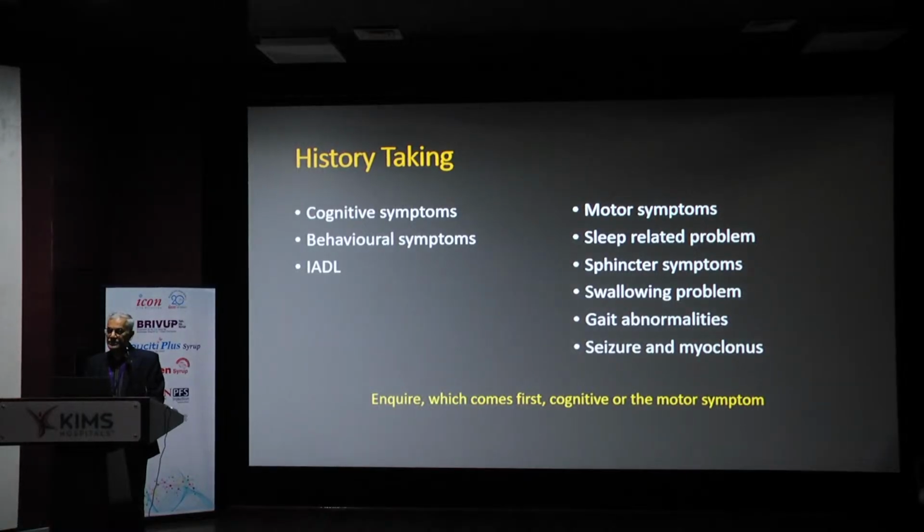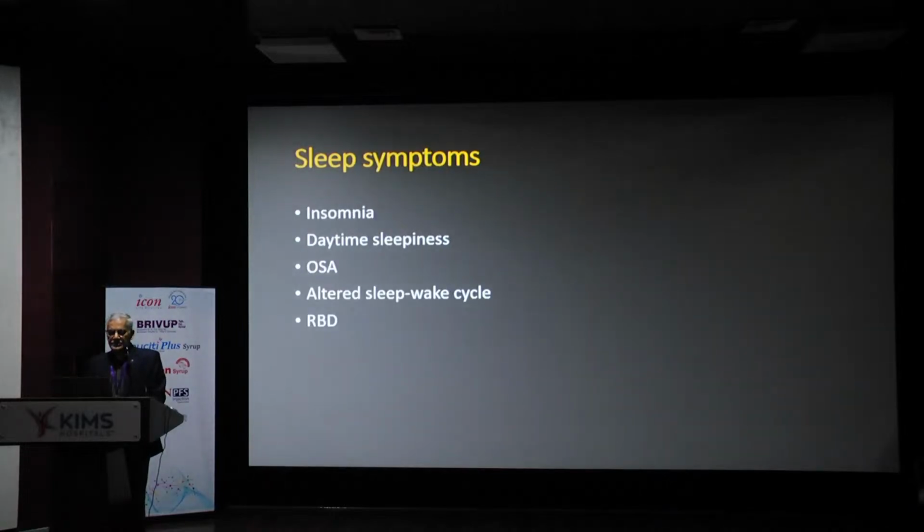Inquire which comes first, which symptom started first, cognitive or motor. The patient might have had a motor symptom for a long duration. A Parkinsonian patient might have had Parkinson's disease for a long duration, then 5-7 years later he might have developed this cognitive impairment. But if this starts simultaneously, you might suspect that it might be a patient of DLB or something like Parkinson plus. Sleep symptoms, of course, I have already told.